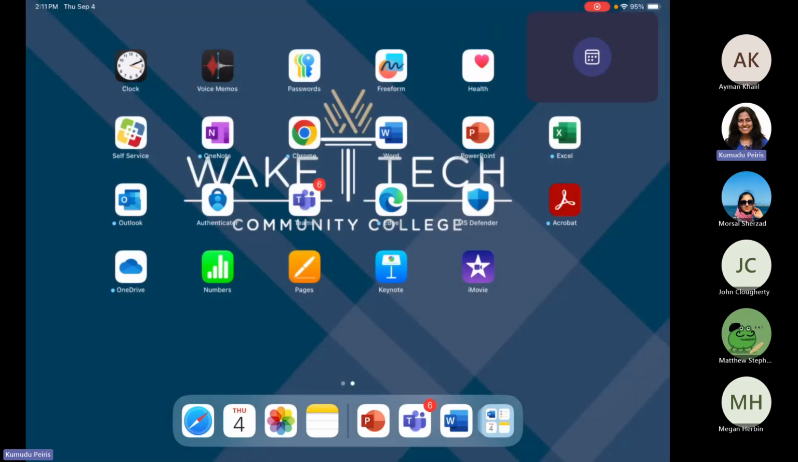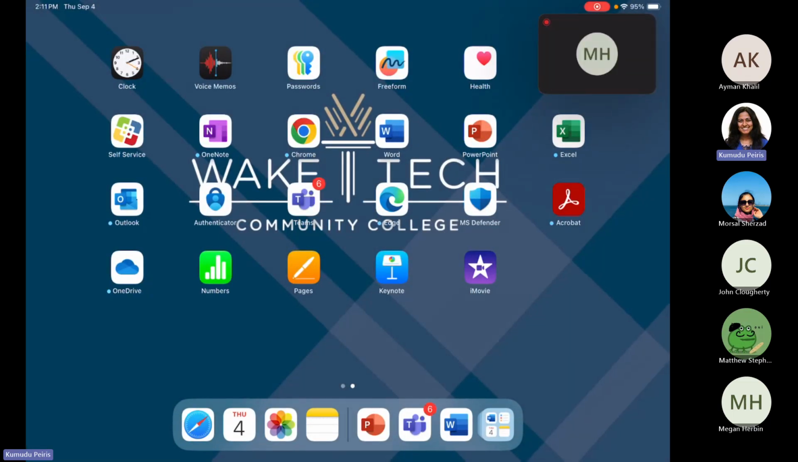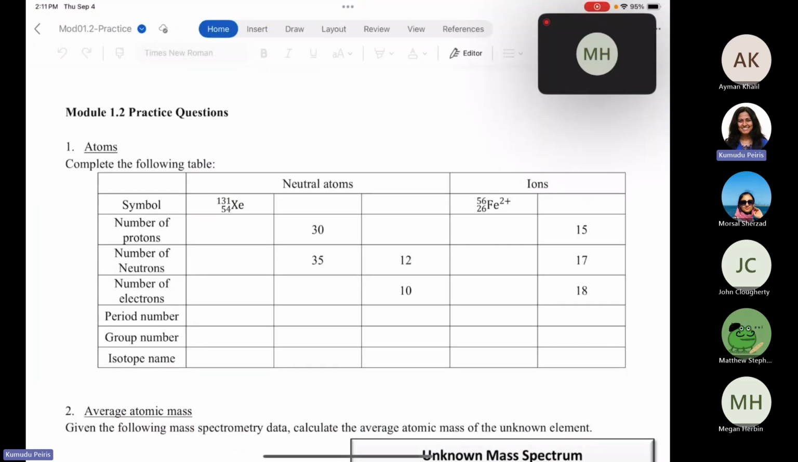Right. Okay. That is right. Okay. Now we will practice the questions based on the atoms. Here we first look at whether we can read the atomic symbol, the notation.